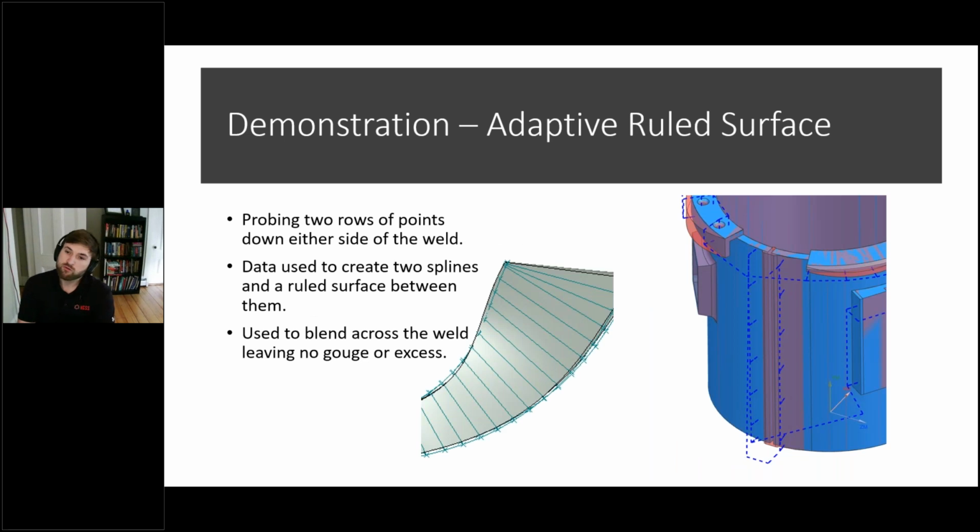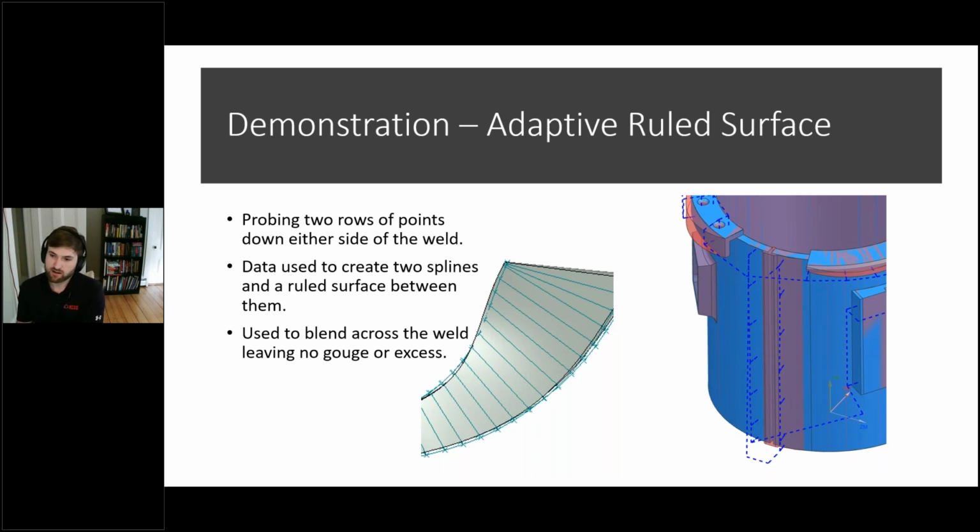After the global orient, we'll move on and we'll have an adaptive ruled surface along with a couple other local orients, which I'll get through here. In this case, we're going to probe 2 splines along the sides of a weld. And then we'll use those splines to create a ruled surface and blend across this weld.